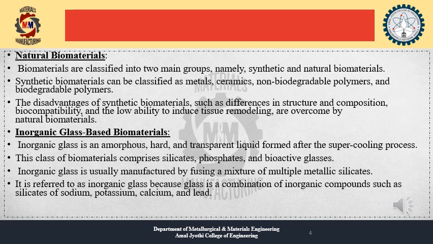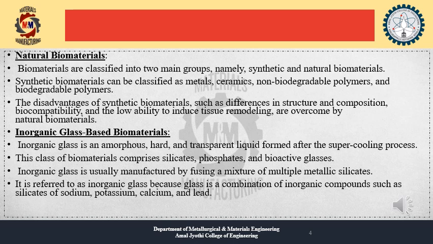The next type of biomaterial is natural biomaterials. Biomaterials are classified into two main groups, namely synthetic and natural biomaterials. Synthetic biomaterials are classified as metal, ceramics, and biodegradable polymers. The disadvantages of synthetic biomaterials, such as difference in structure and composition, biocompatibility, and low ability to induce tissue remodeling, are overcome by natural biomaterials.